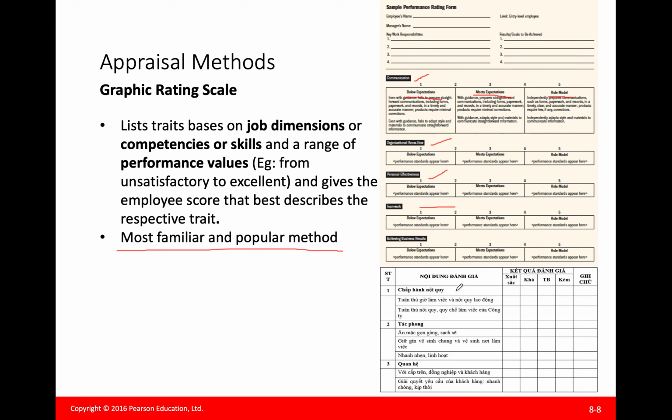Look at this example in Vietnamese. Chấp hành nội quy, this is one job dimension. Tác phong, one job dimension. And quan hệ, relationship. And then they have this scale. The scale is also from 1 to 4, 1, 2, 3, 4. But it uses different terms for the scale. Xuất sắc, khá, trung bình, kém. So excellent, good, average, or below average. This is the graphic rating scale.